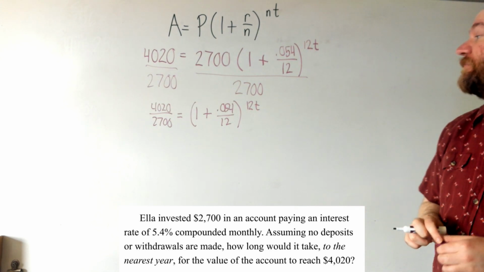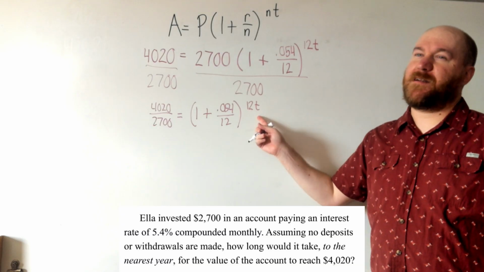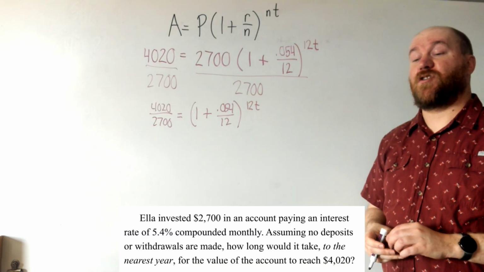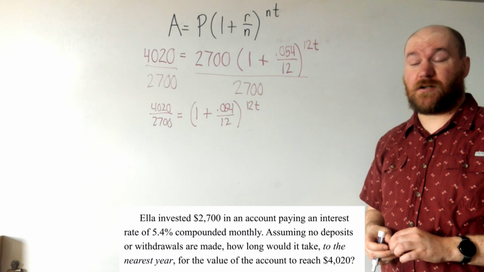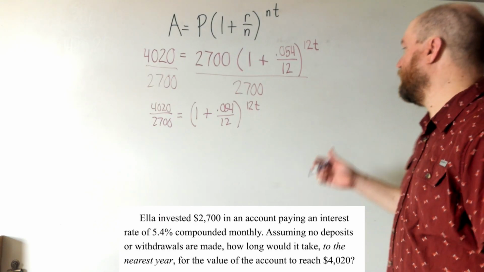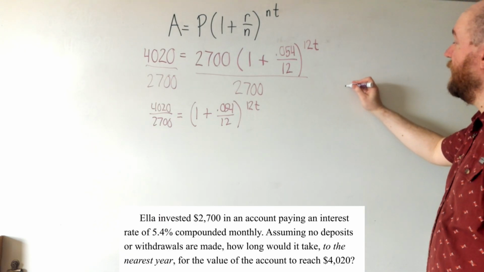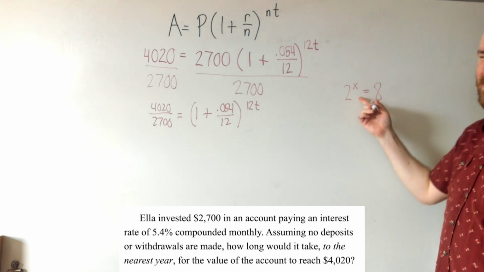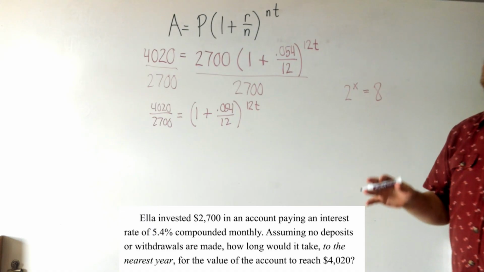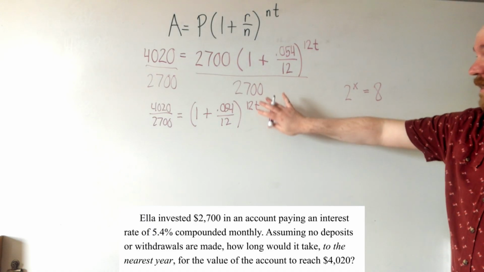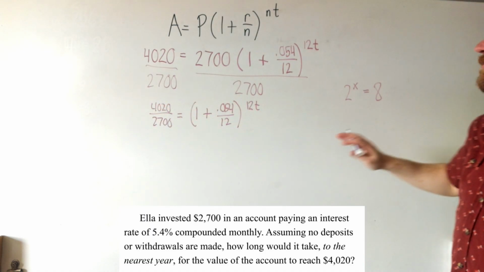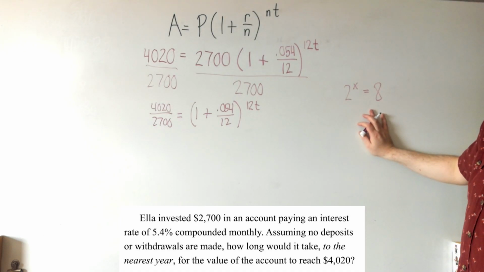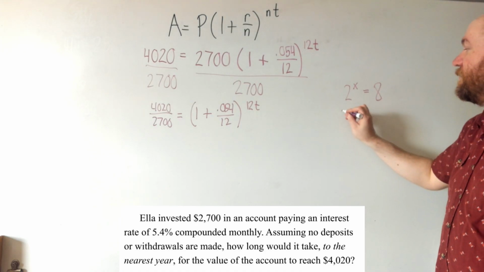All right, now, when you have a variable in the exponent, you have to solve using logarithms. Let's do a simpler example over here in the margin. If I have 2 to the x equals 8, I know the answer to that is 3. But if I don't know the answer because it's complicated decimals and weird fractions, I need to use logarithms to do this. Remember, logarithms work like this.